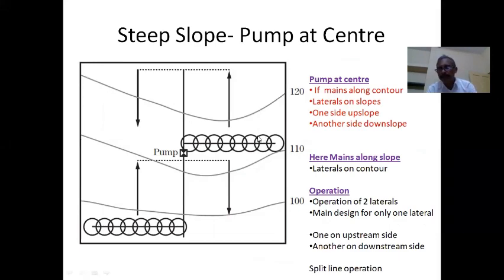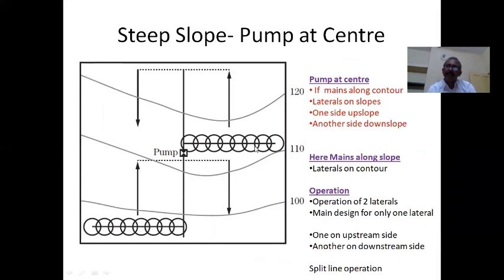So if you do like that, what will happen? When your main line is operating this way, and let us assume that you are operating a lateral this way, then it will be going on upslope. If it is steep, then it is not recommended. On this side also, it will run on a downslope. So if it is steep also, it is not recommended.